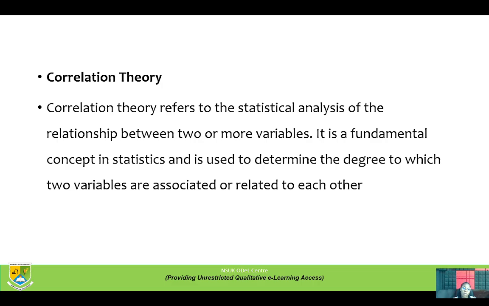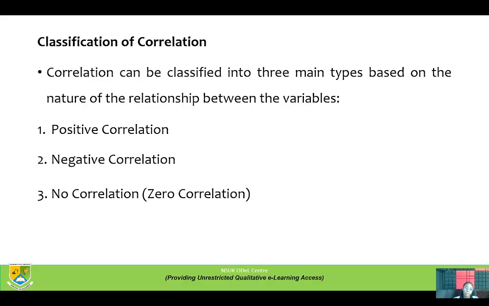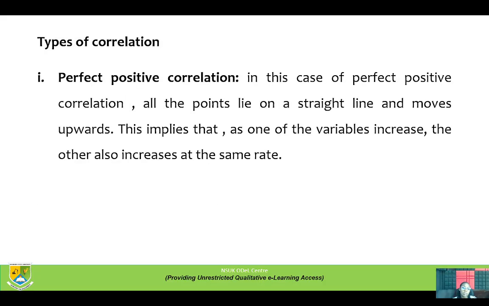Correlation theory. This refers to the statistical analysis of the relationship between two or more variables. It is a fundamental concept in statistics and is used to determine the degree to which two variables are associated. Correlation is classified into three, as we mentioned earlier: positive correlation, negative correlation, and no correlation, which also means zero correlation.